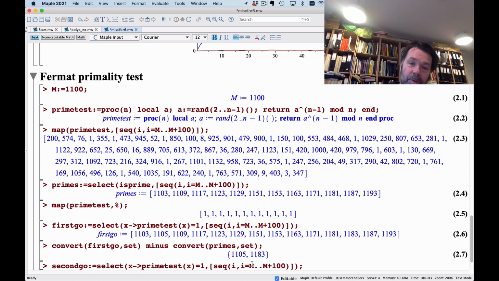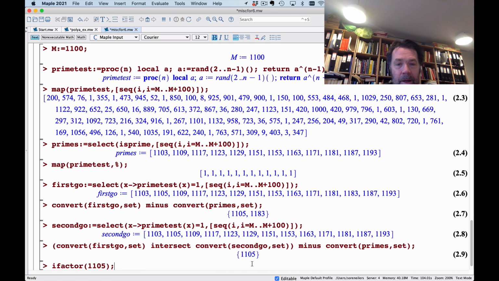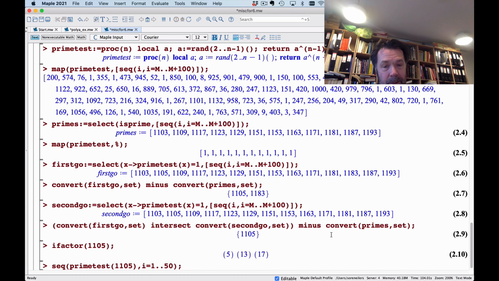Then, of course, I could try to do this again. I do this experiment once more, and this time I get some different numbers out. 1183 didn't pass the test the second time, and so I get 1105 out. And 1105 is clearly not a prime. It's divisible by 5, as you can see. It's 5 times 13 times 17.